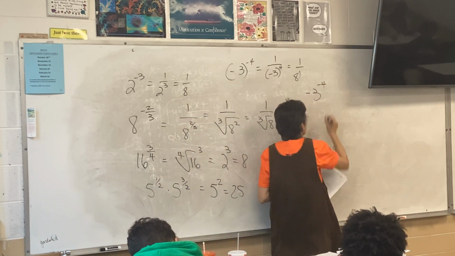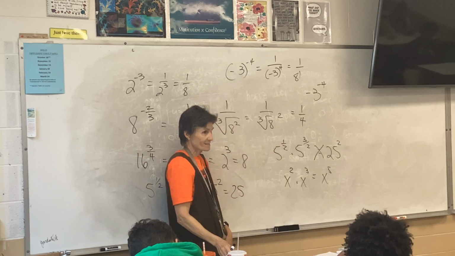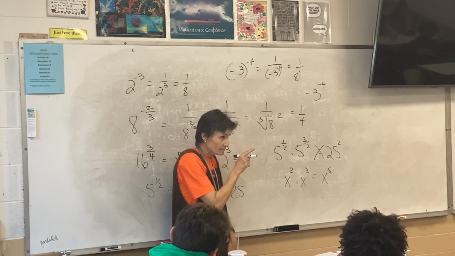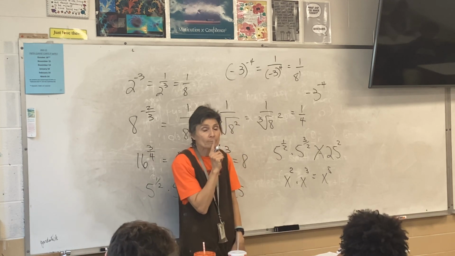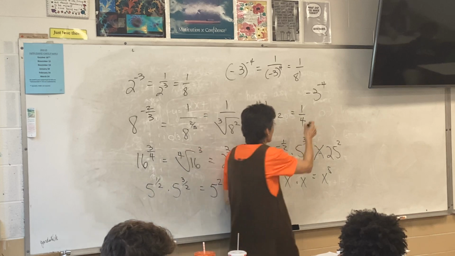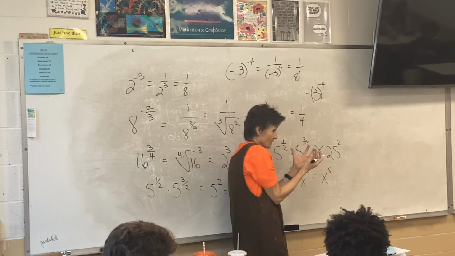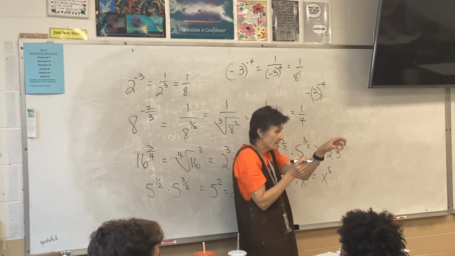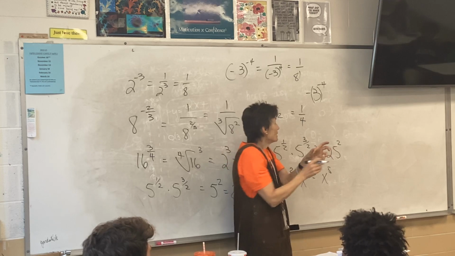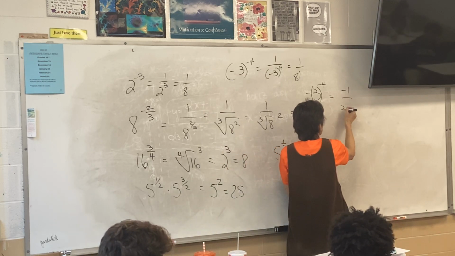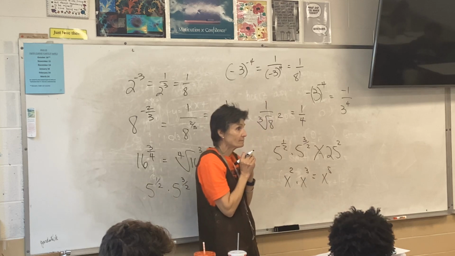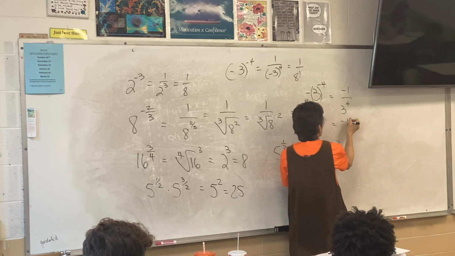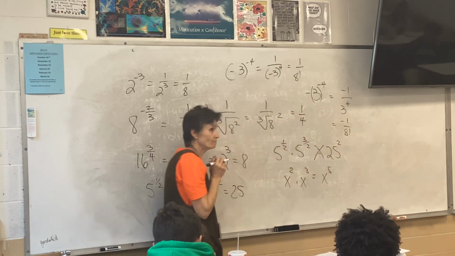Now, negative 3 to the negative 4. Be careful with this one. The exponent is attached to what? The 3. Just the 3. So you need to think of it like that. The exponent is only attached to what it is immediately attached to. So this is going to be negative 1 over 3 to the 4th. Would you agree with that? Which makes our final answer then negative 1 over 81.